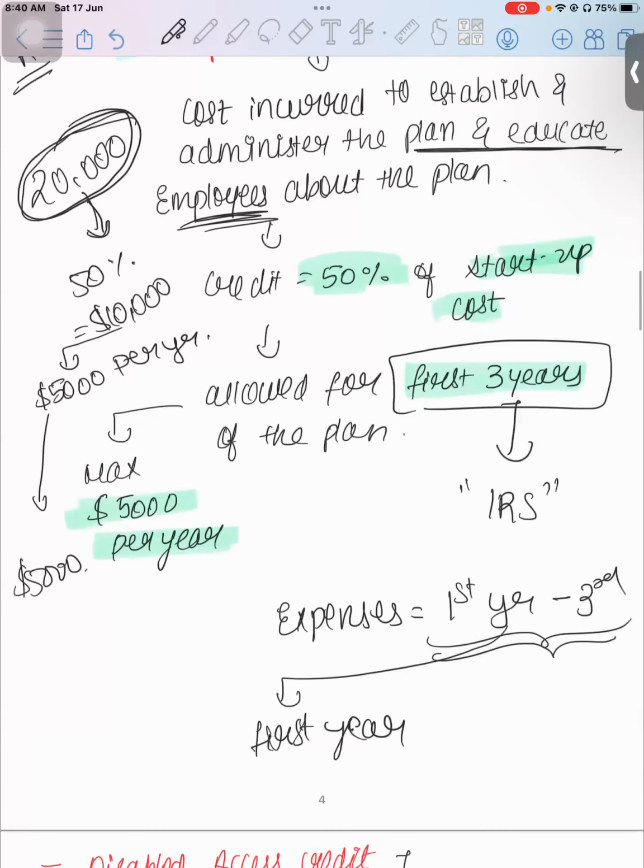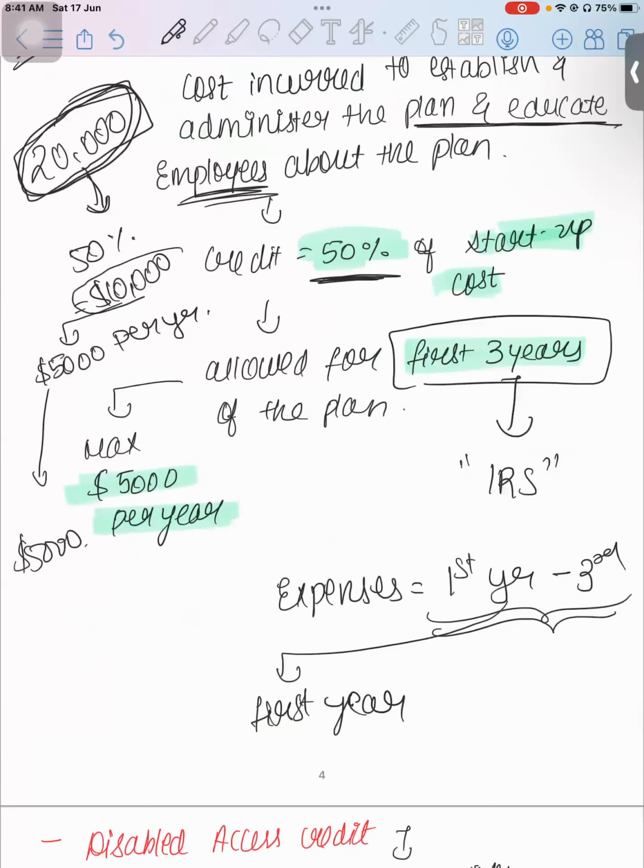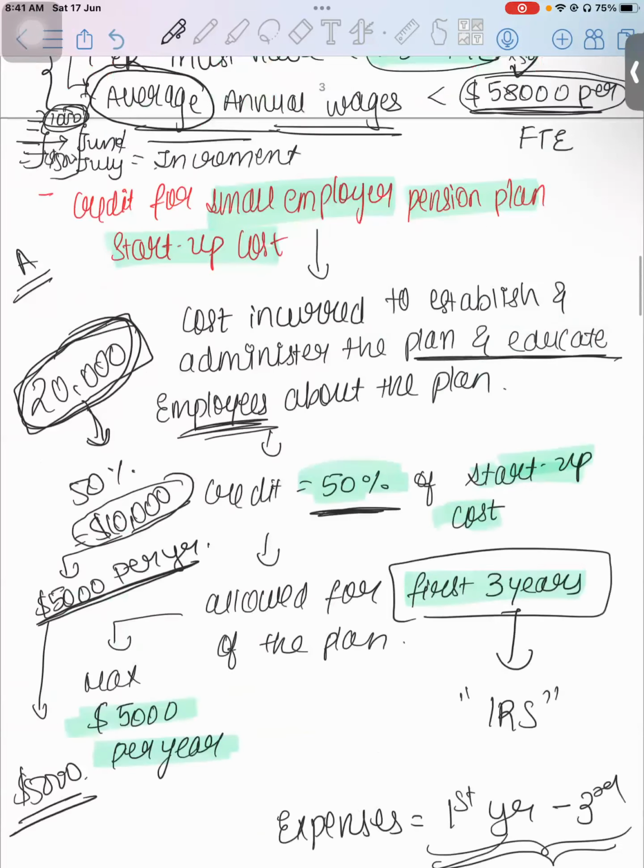In the exam, whenever they ask you, just take whatever expense they have provided, take 50% of it, and check whether it's less than 5,000 or not. If not, you can answer it as 5,000 for the first year, and the rest you can take in the next year. Got it, guys?